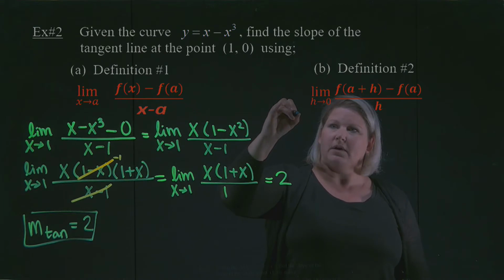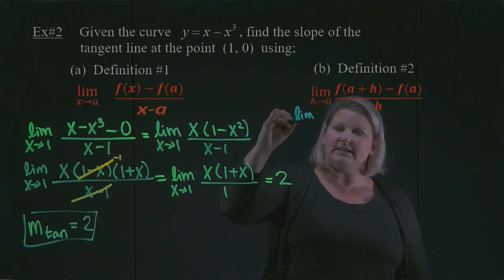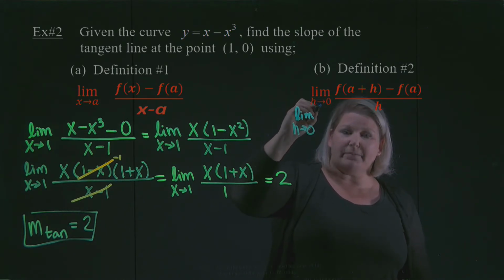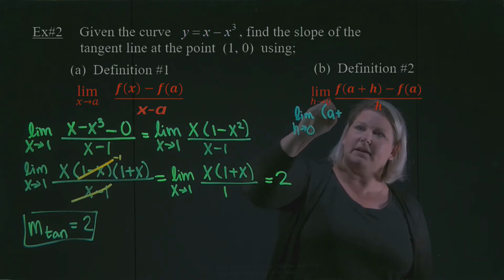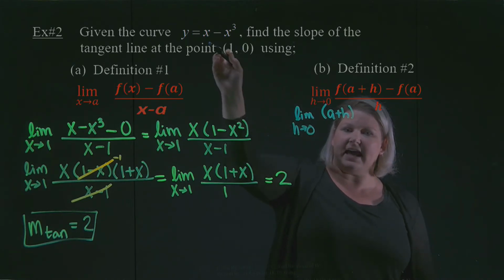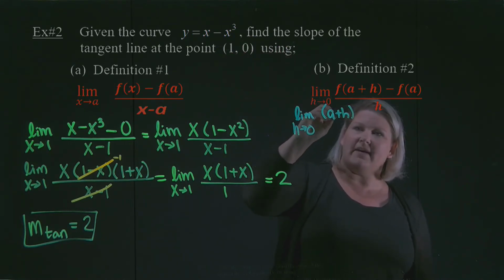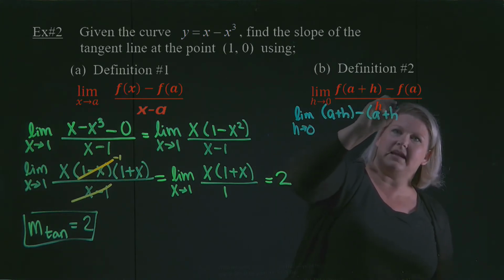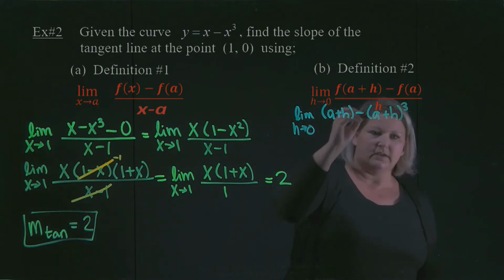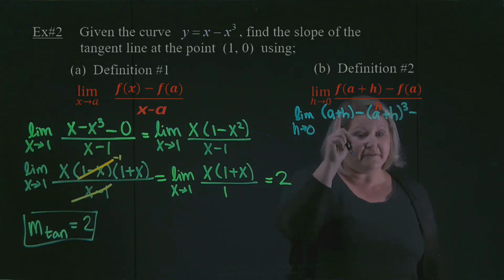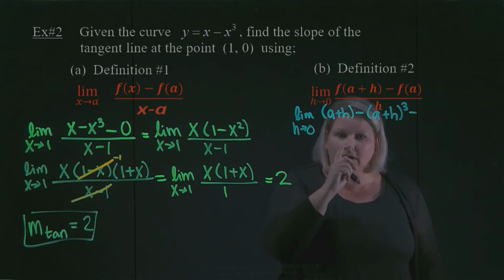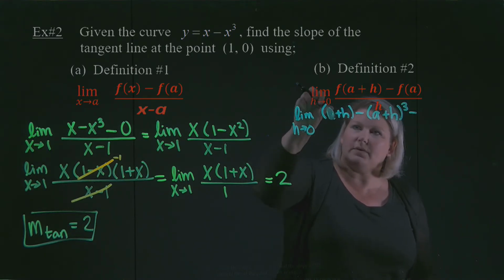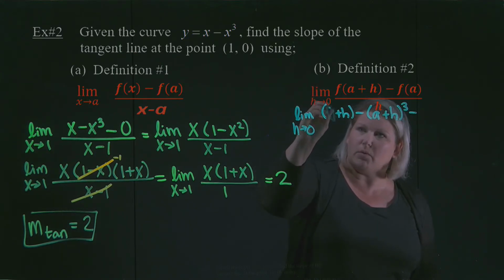Okie dokie. All right, so we're going to do the limit as h approaches 0 of f of a plus h. So here's a plus h, because f is x minus x cubed. So I'm going to have a plus h minus a plus h cubed minus f of a. And in this case, actually, sorry, my a is 1. So I don't want to use a. I want to use 1 here.